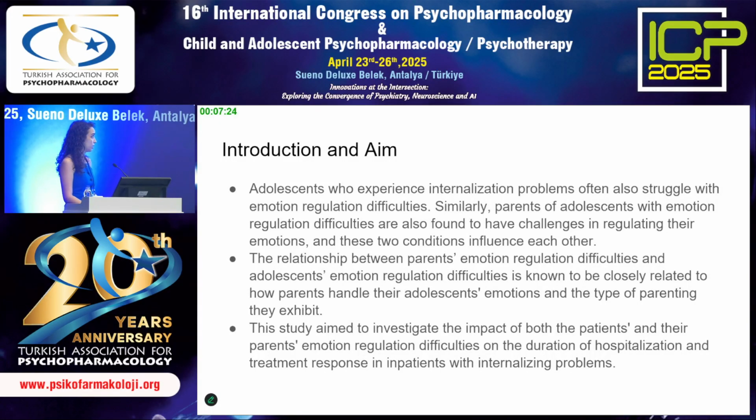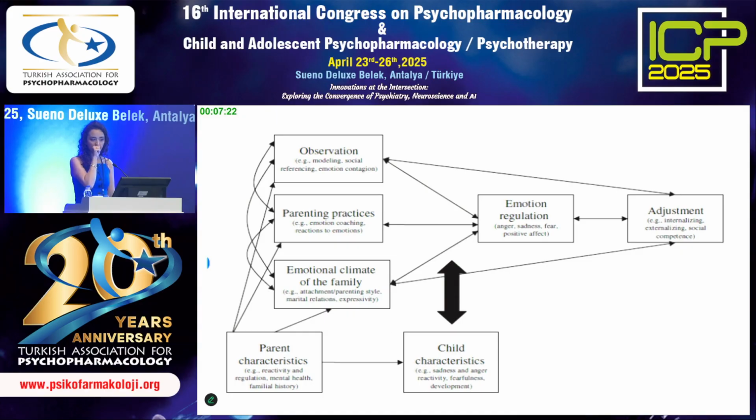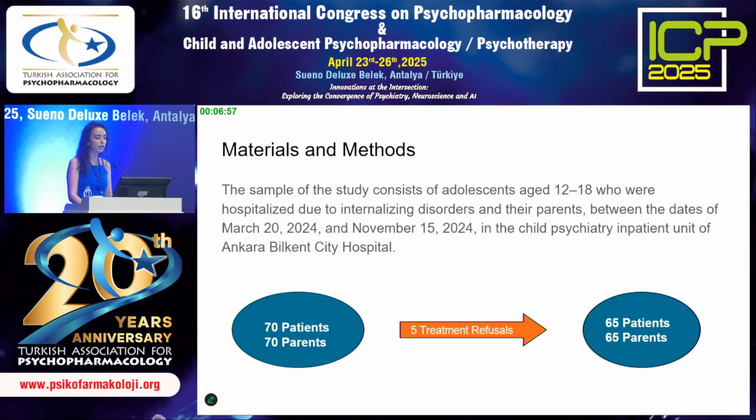The literature says there were no studies in that regard. So when we were planning our study with regard to these regulation disorders, this includes, for instance, difficulties. This includes observation, parenting practices, and the emotional climate of the family, which actually had effects on emotional regulation and adjustment for the kids, and the behaviors of the parents are also important.